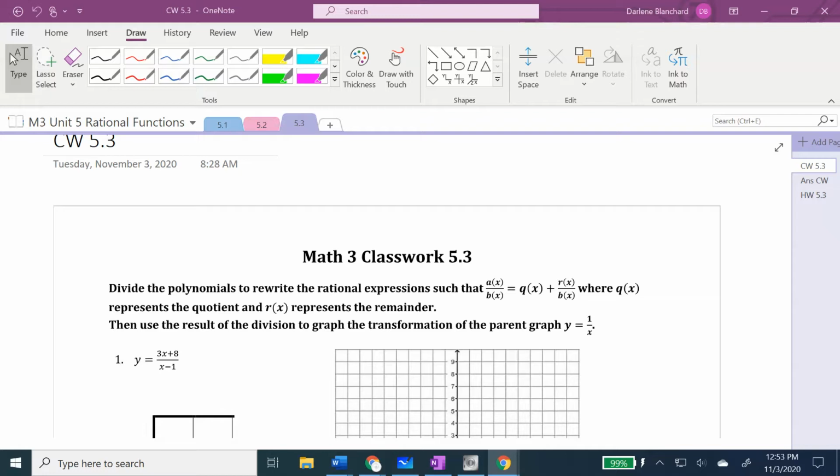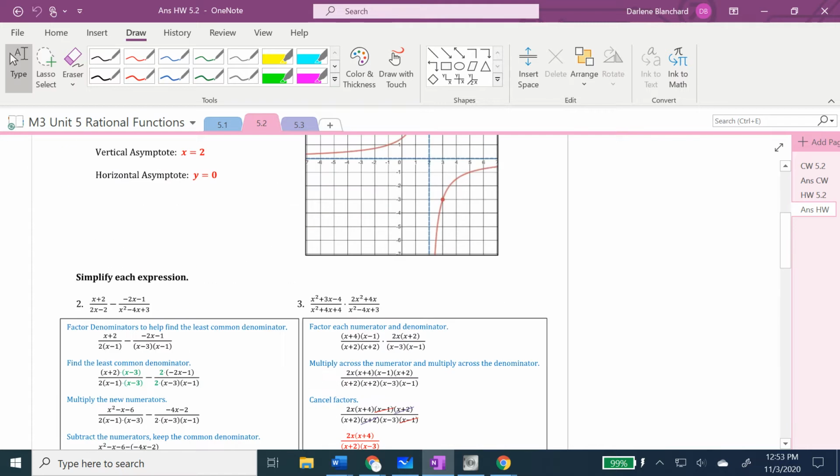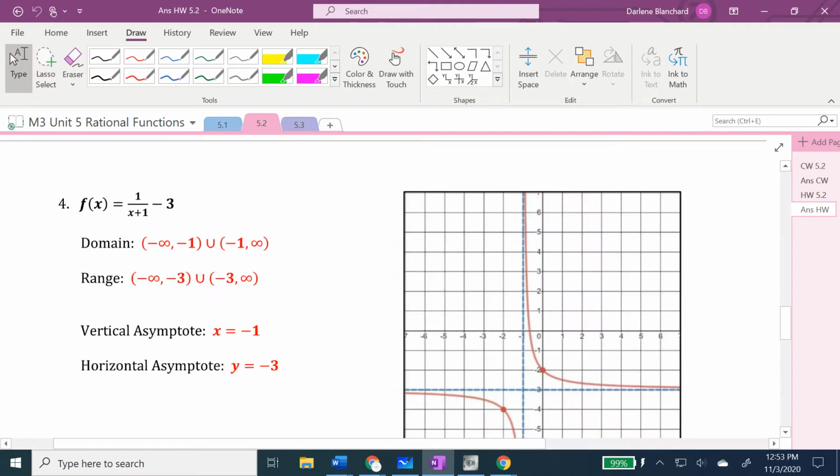Today we are going to be using polynomial division to change a function into something that we graphed yesterday. So yesterday in your homework, you were graphing rational functions that were based on the parent graph 1 over x, and you had multiplication by numbers, moving things horizontally and vertically.